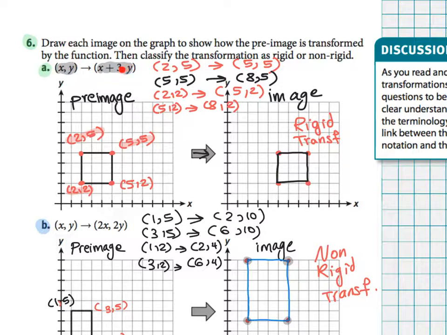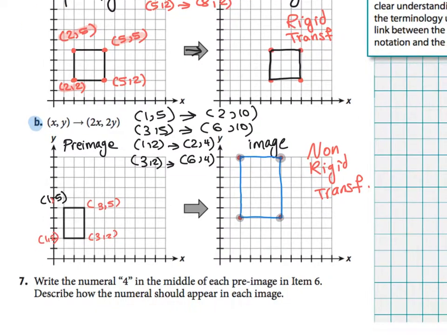Every time you're adding or subtracting, you are just shifting the position, so it will always be a rigid transformation. Every time you multiply by a number, the size of the shape will change. So that will be a non-rigid transformation. So this is like a summary of the things that you needed to know in this lesson.